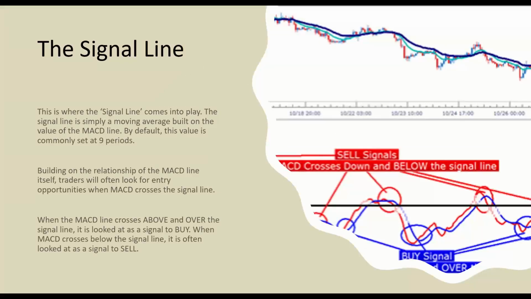This is where the signal line comes into play. The signal line with the MACD line gives us a more responsive piece of information. And that's why the histogram and the zero on the histogram are so important, because the signal line is simply a moving average built on the value of the MACD line.